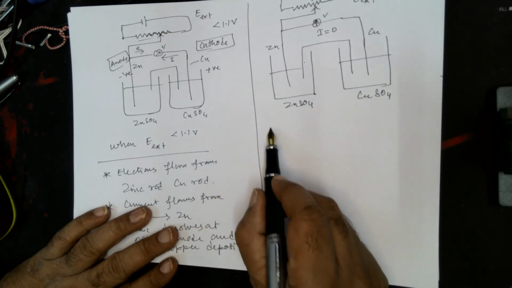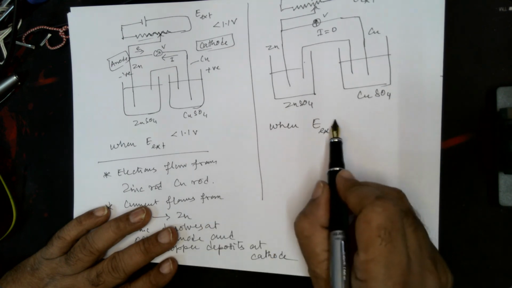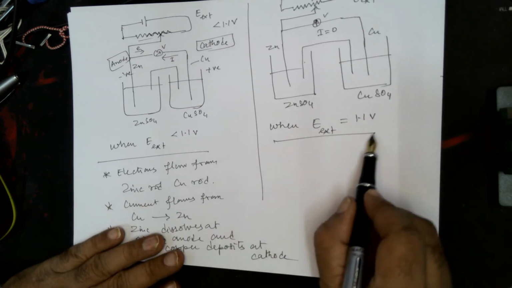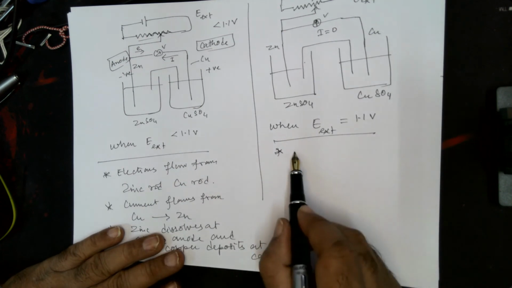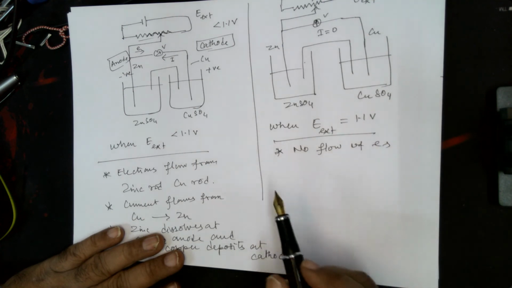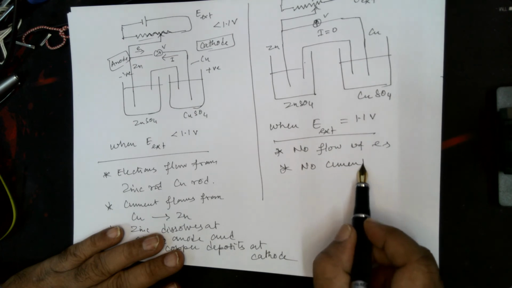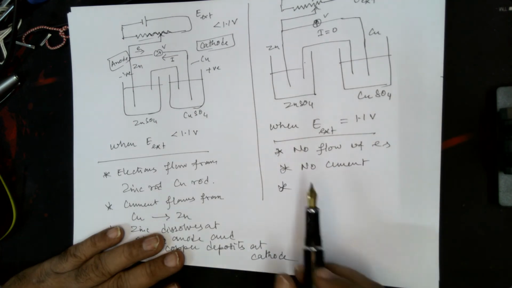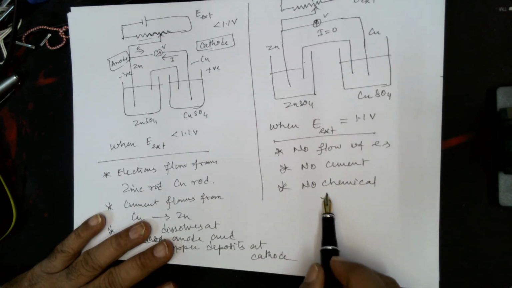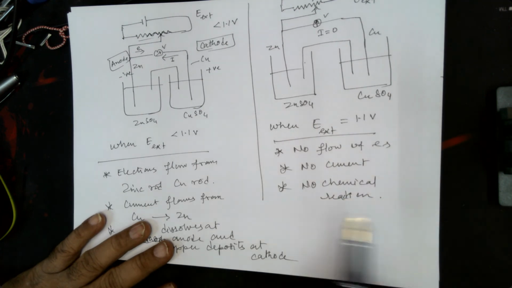Take down. So when E external is equal to 1.1 volt, what happens? Now, no flow of electrons, right? And no current flows. Then it means no chemical reaction, because they are counterbalanced, right?